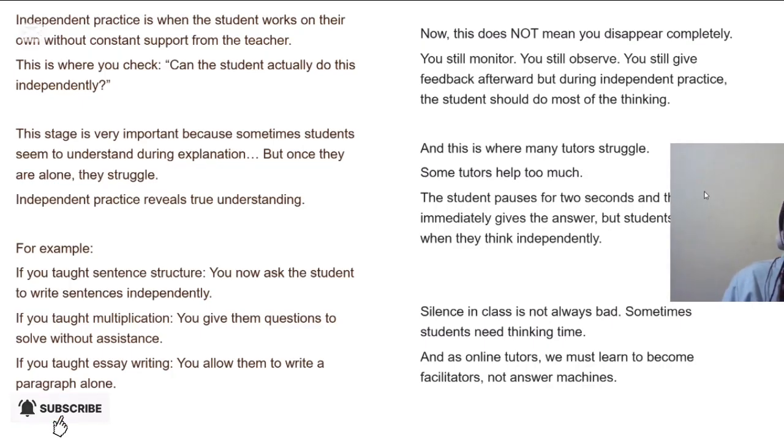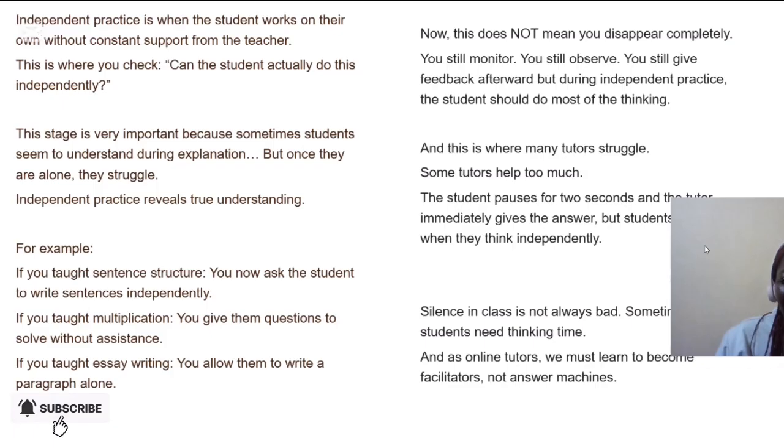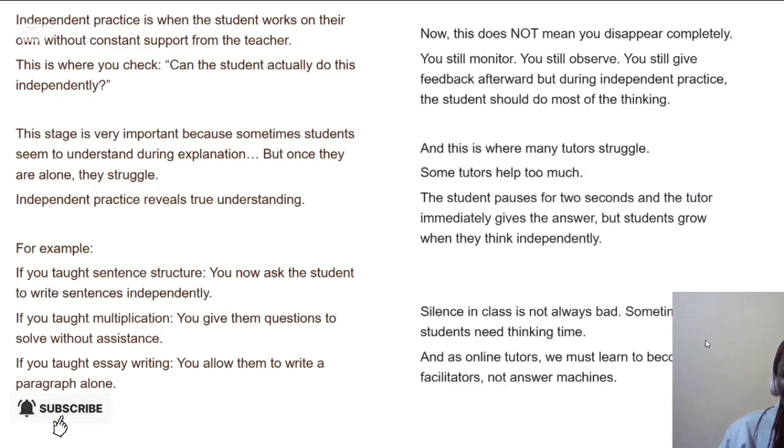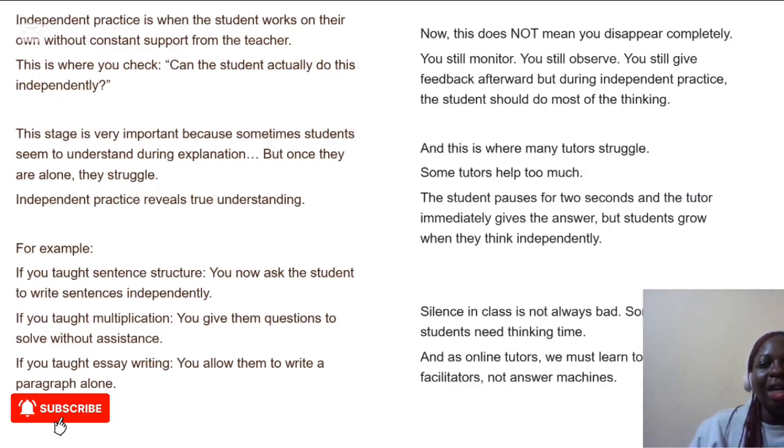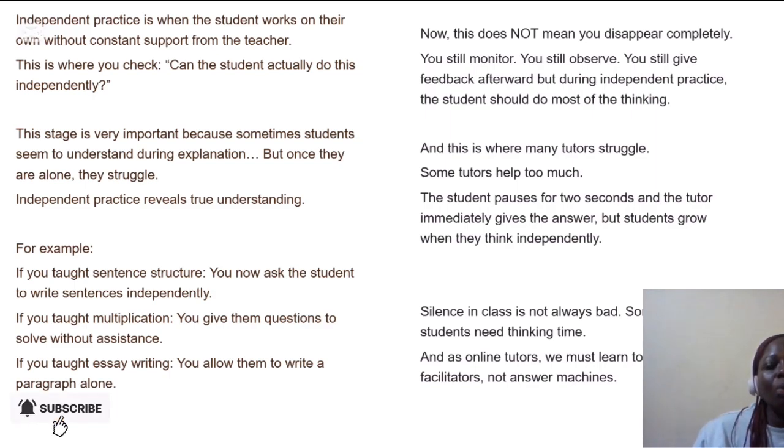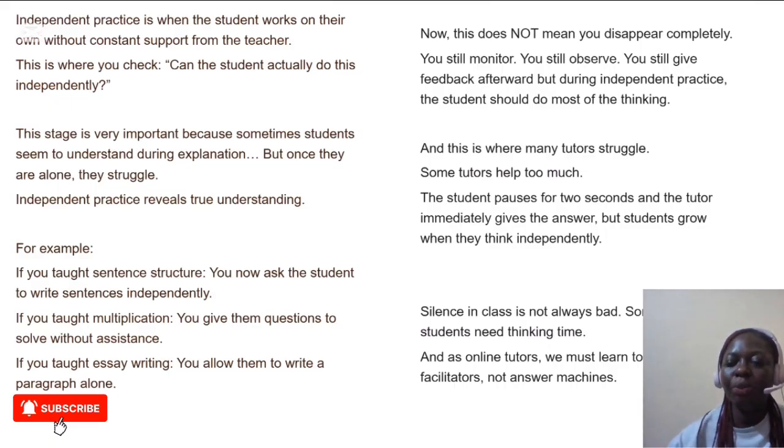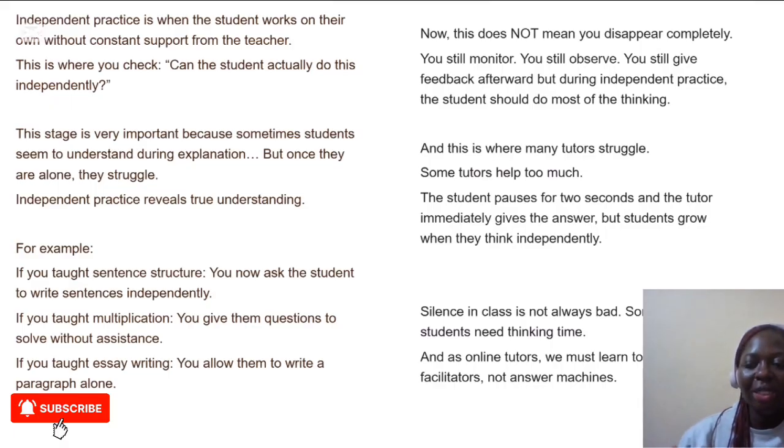more like facilitators, just like it's on my slide. Don't be an answer machine. Guide the child. Your job is to guide the child little by little. Don't overdo it, don't overhelp them. The helping part comes in the guided practice. After the guided practice, independently they should be able to work, they should be able to do their tasks, they should be able to do the things by themselves.